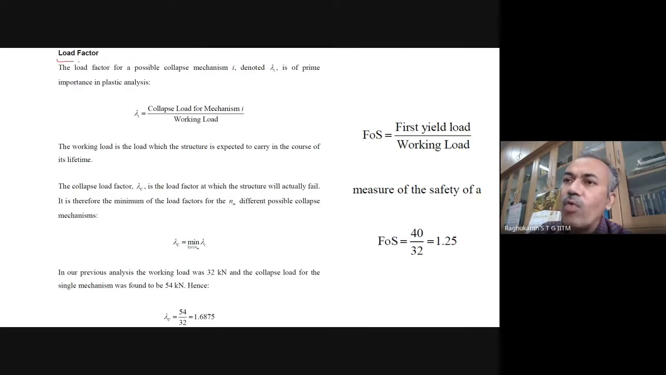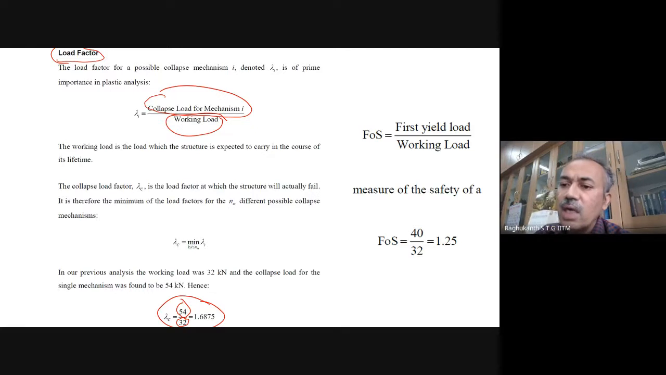And we can find out the load factor also. The load factor is defined as the collapse load divided by the working load. For this problem, the collapse load we have obtained as 54, and the working load is 32. Initially the load was 32, so it turns out to be 1.6875. So this is the collapse load factor, which is widely used in the design itself. You can also find the yield load factor: at 40 yielding has started, so it is 1.25, whereas for the collapse load it will be 1.6875. These things are very important for design.